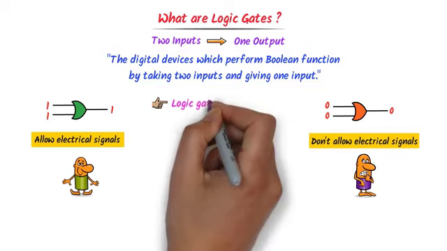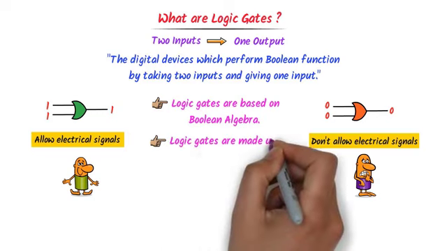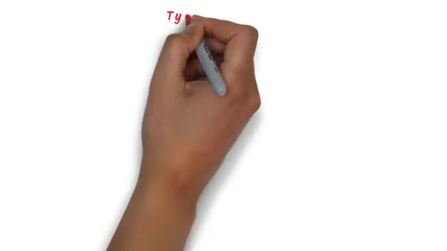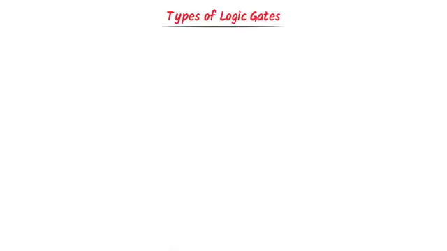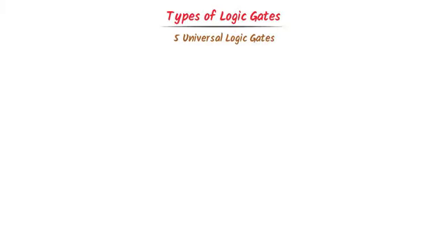Remember that logic gates work on the principles of Boolean algebra. Secondly, logic gates are made up of diodes and transistors. Thus remember that with the help of Boolean algebra, logic gates either allow or block signals in order to enter into the circuit. Now what are the types of basic logic gates? Well, there are 5 universal logic gates.